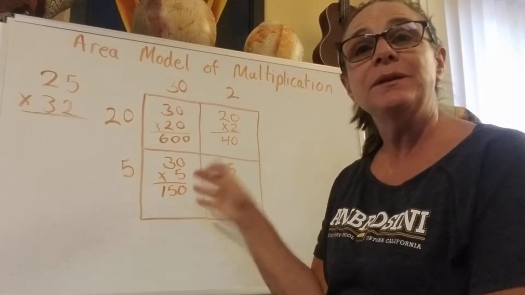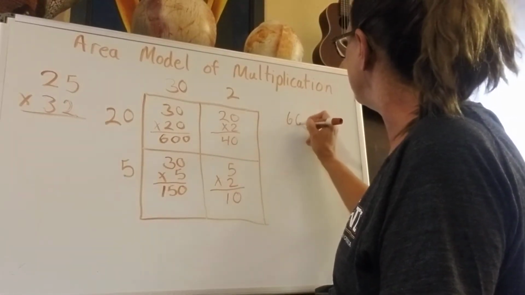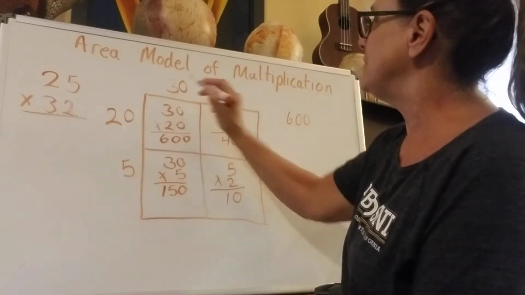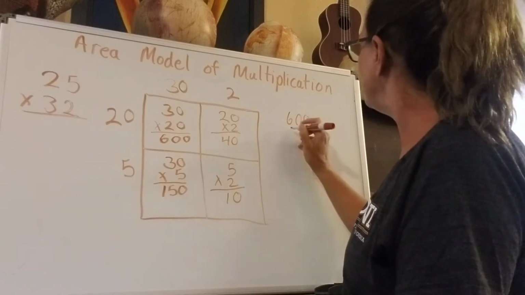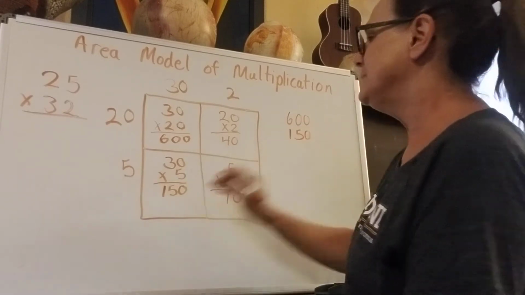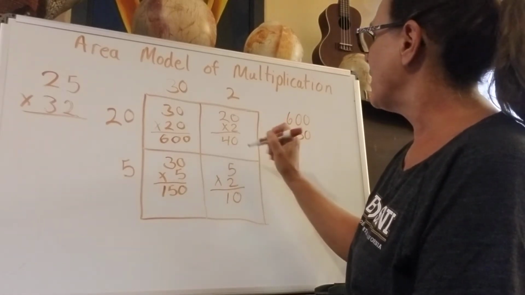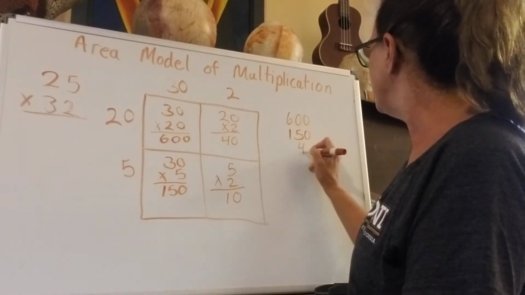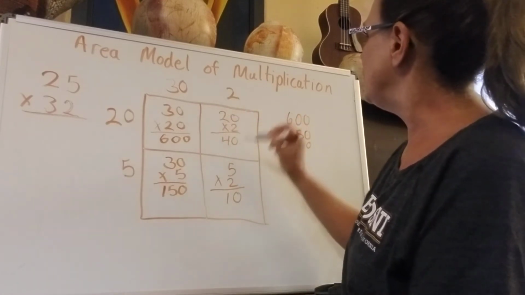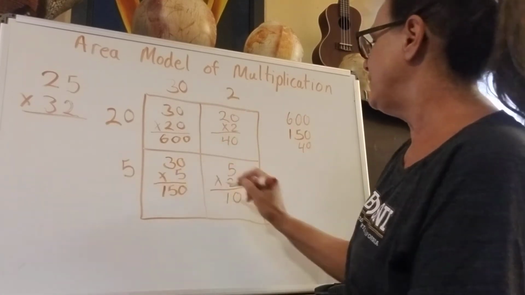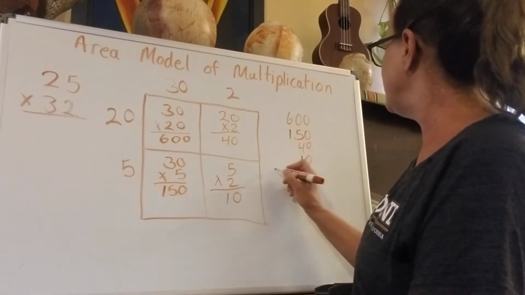And now we simply add the products together. So we have 600, because 20 times 30 is 600. We have 150, because 5 times 30 equals 150. We have 40, because 20 times 2 equals 40. And finally, we have 10, because 5 times 2 equals 10.